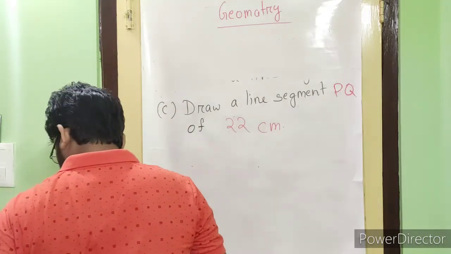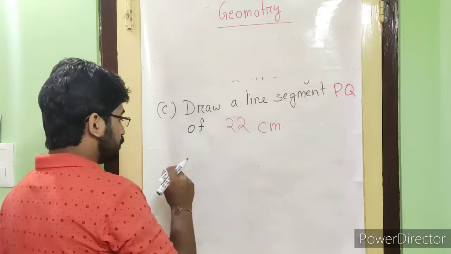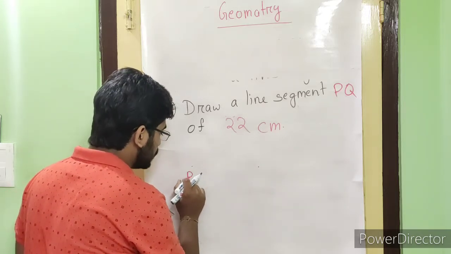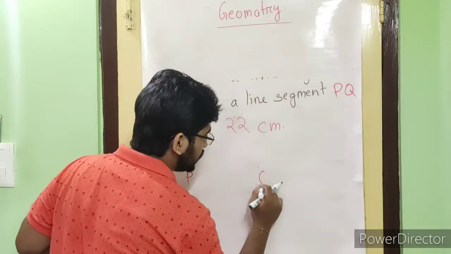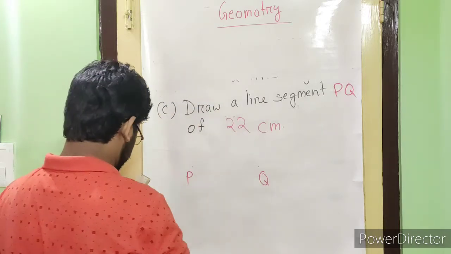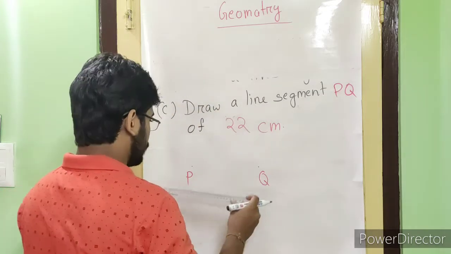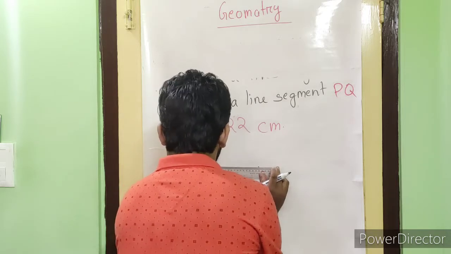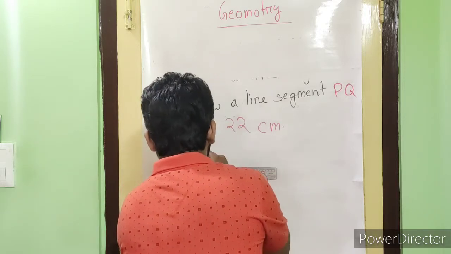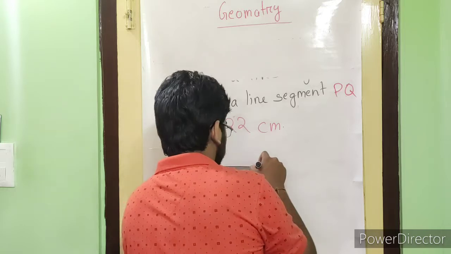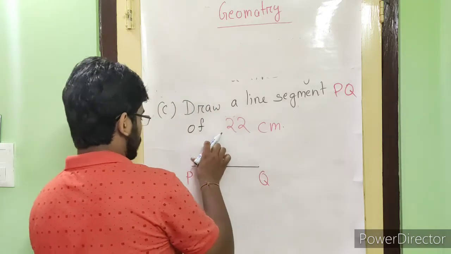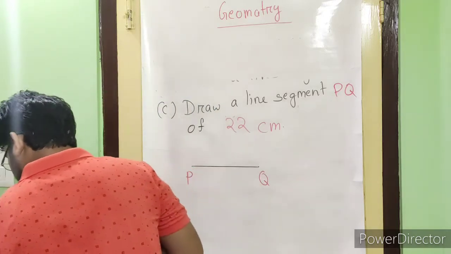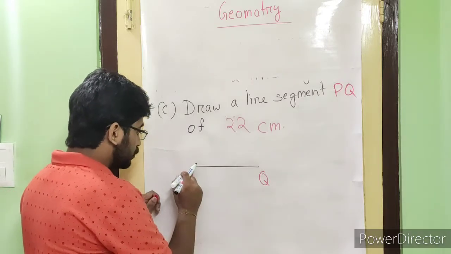Till now it's not been written. So the point name is P and the second one is Q. So we will now just simply draw it here. You can give the name after drawing also. Okay, so it has been completed, P and Q.